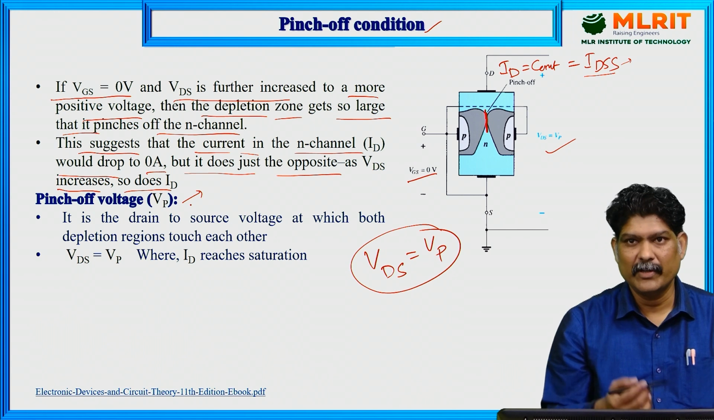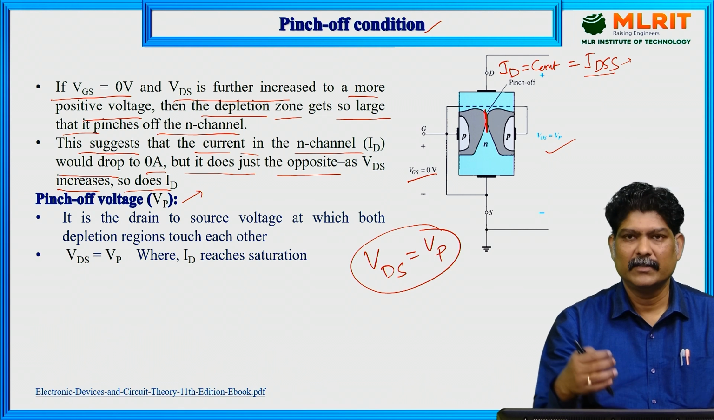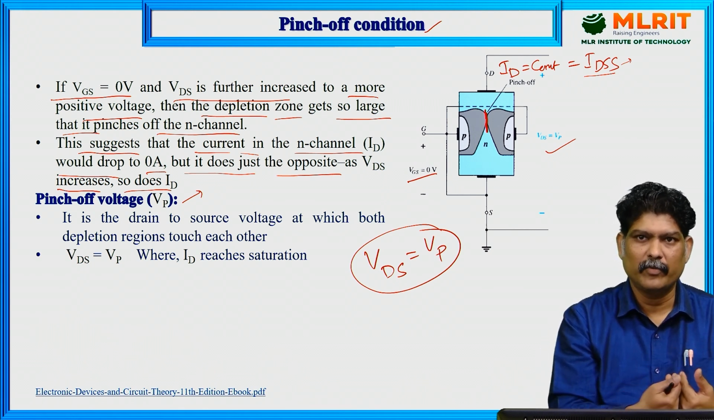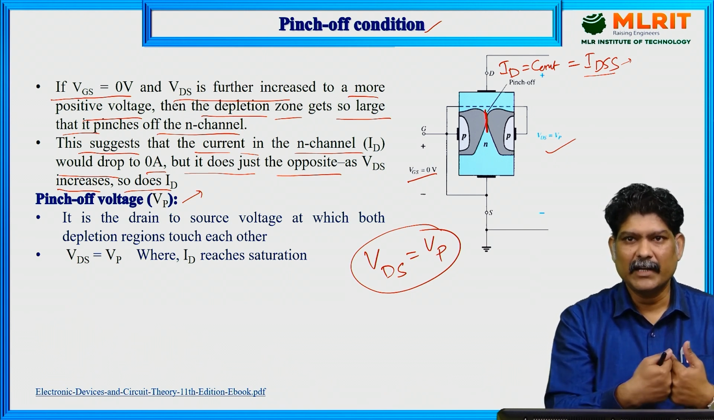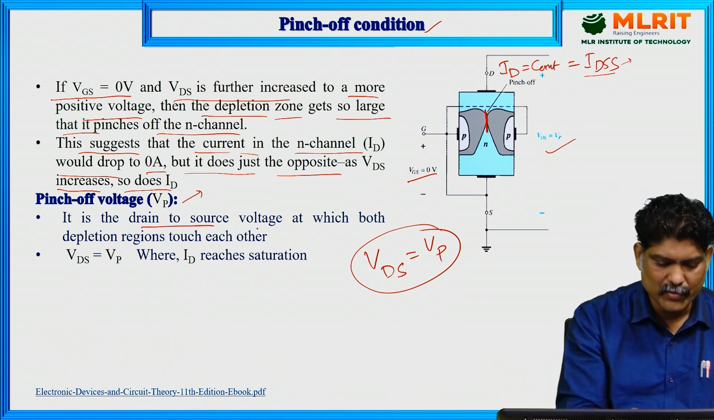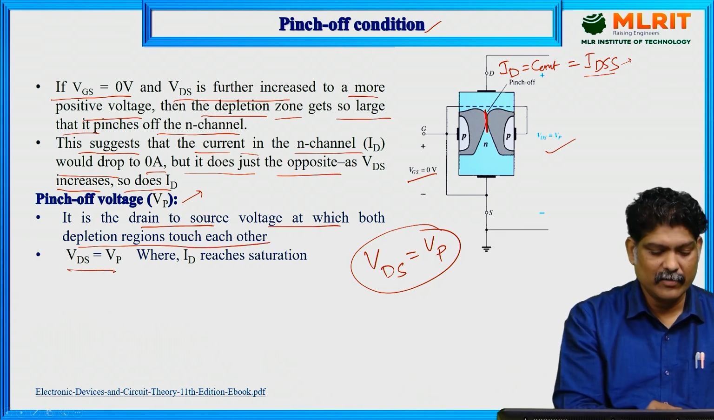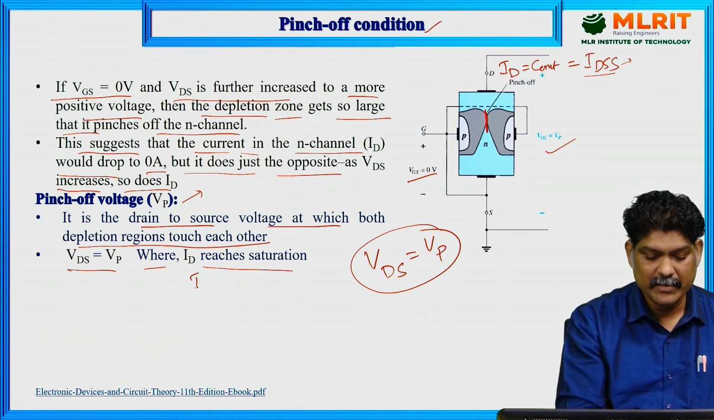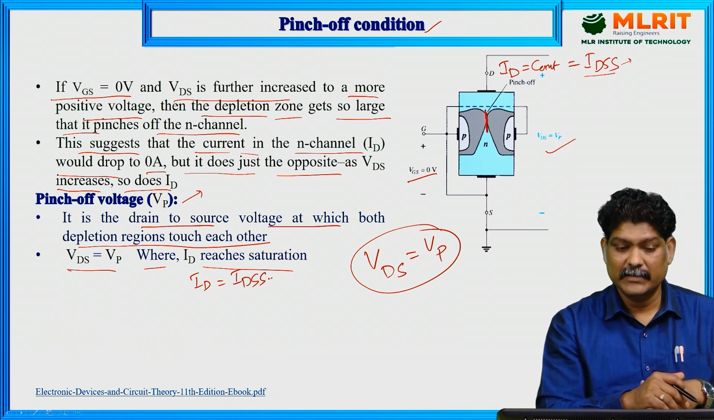And pinch off voltage, what does pinch off voltage mean? It is the voltage between drain and source at which the two PN junctions or two depletion regions touch each other. And one more important way, what is pinch off voltage? The pinch off voltage is the voltage at which the drain current reaches saturation, that is IDSS. So it is the drain to source voltage at which both depletion regions touch each other, and we can say then VDS equals VP, and where ID reaches saturation. So here ID becomes the saturated value, that is IDSS. So this way we can analyze pinch off condition.